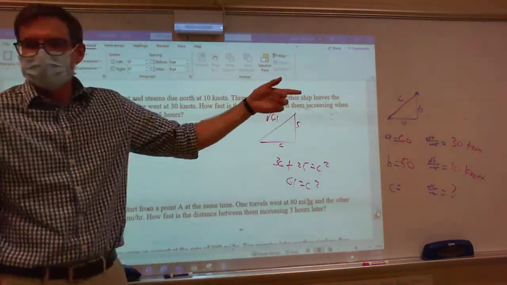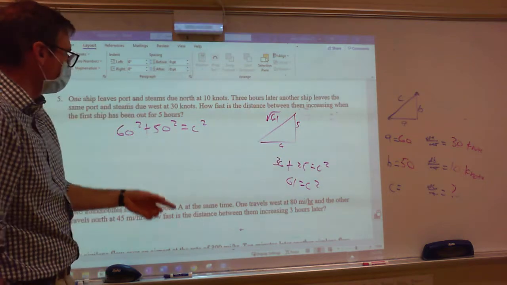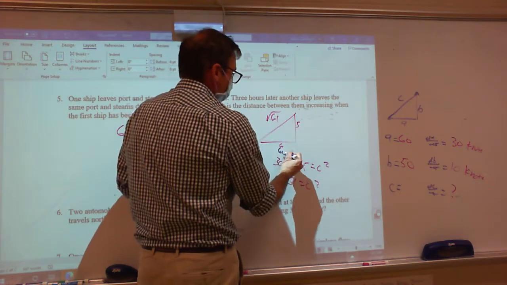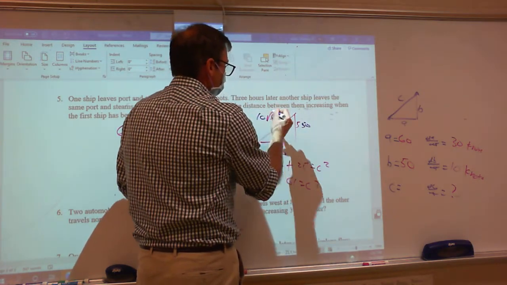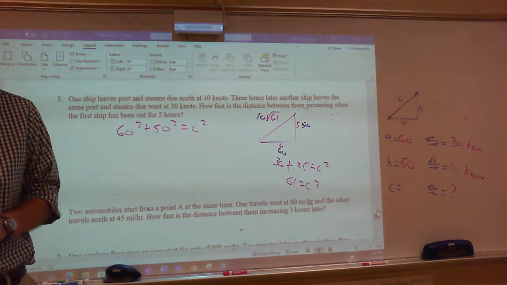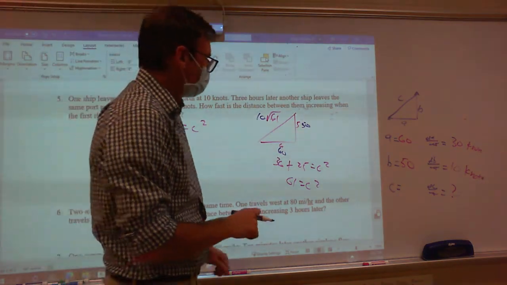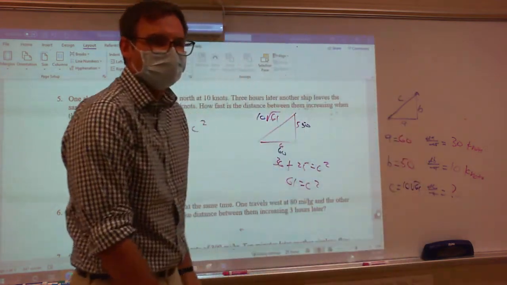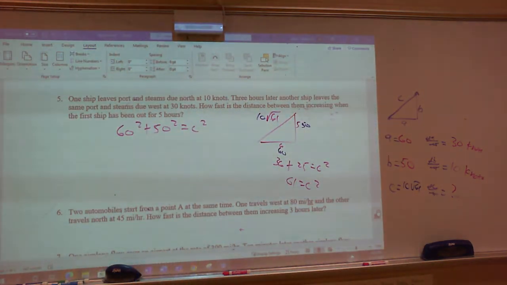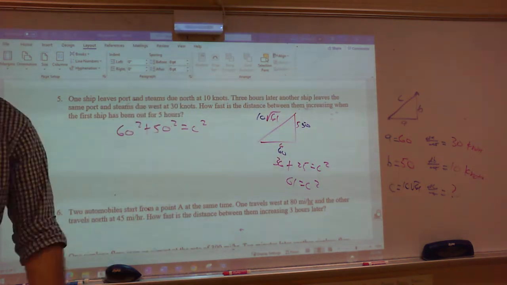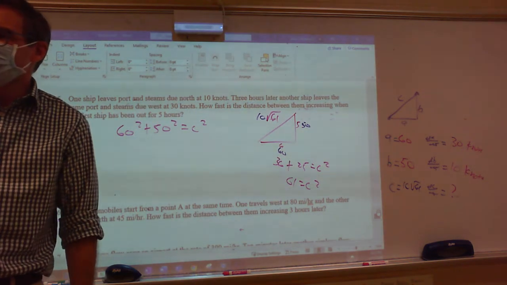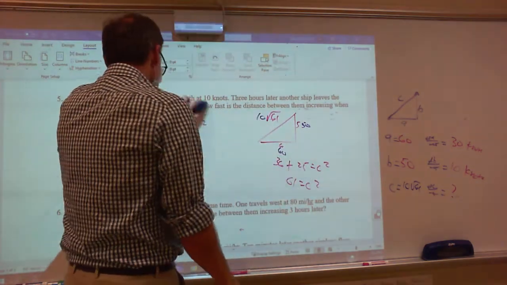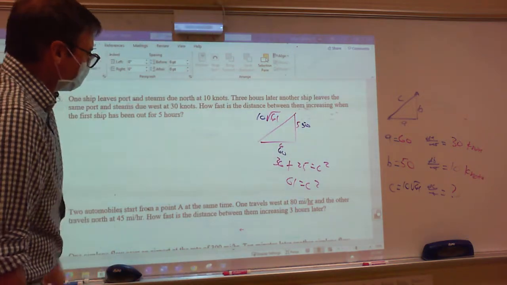But this triangle isn't the triangle I want, right? The triangle I want is 50, 60. So that means multiply everything by 10. And so that's going to give me 60, 50, and then 10 square root of 61. And yay! Now this looks exactly like the other two problems we've done. I mean, the numbers aren't as nice, but numbers aren't always nice.